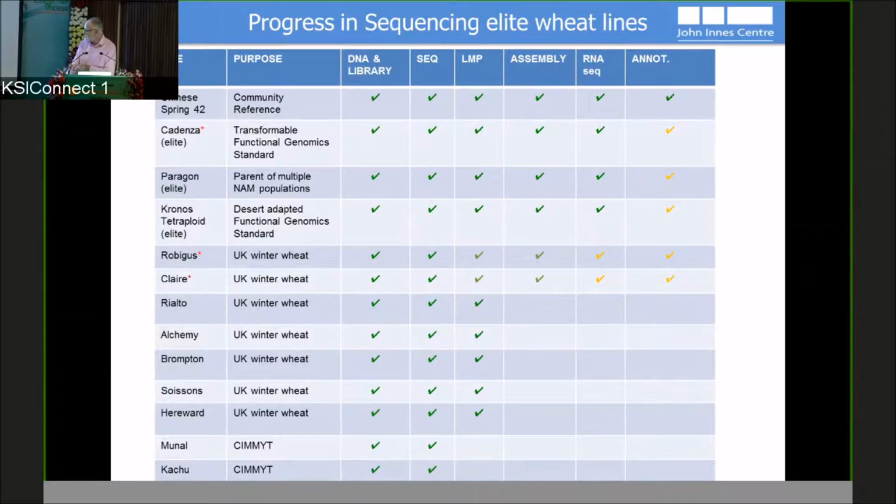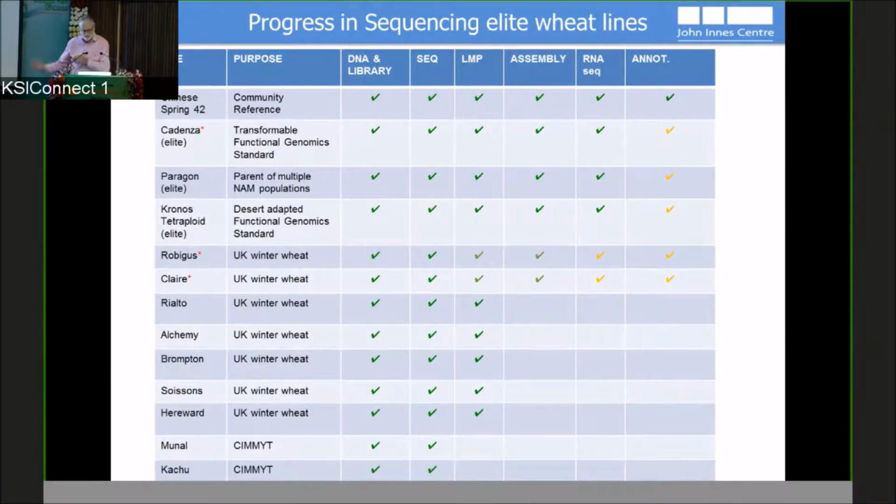And down here, we're busy sequencing these lines here. These are the parents of a MAGIC cross, that is, multiple crosses are made between parents for QTL analyses. These assemblies are going on at the moment. And down here, in collaboration with CIMMYT, we're sequencing three varieties important to them: Munal, Kachu, which, judging by their names, are grown here in India. They have got important drought resistance characteristics, and Weebill is a source of some very good germplasm. So we are gradually filling up the box along here.